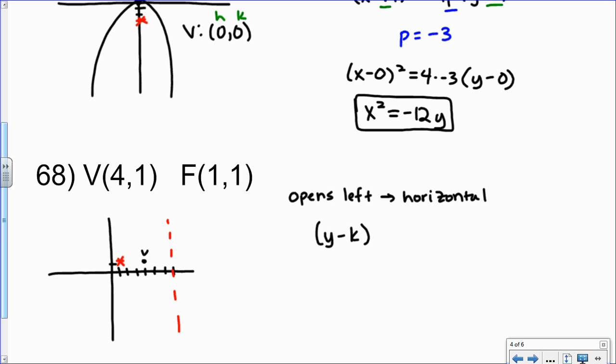So y minus k squared. Remember, k always goes with y, h always goes with x, no matter which one is squared. Equals 4p times x minus h. So you have h and k, but you need p. P is the distance from the vertex to the focus. So that's 1, 2, 3 units away. We went in a negative direction because we went left. So p is -3 again.